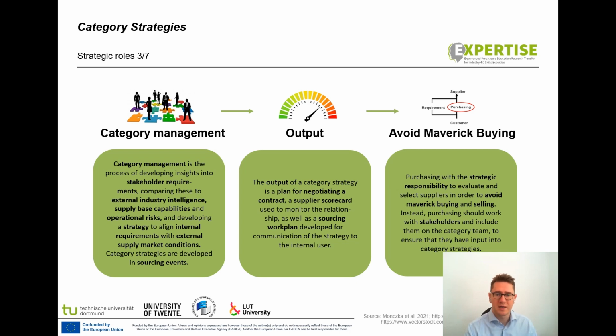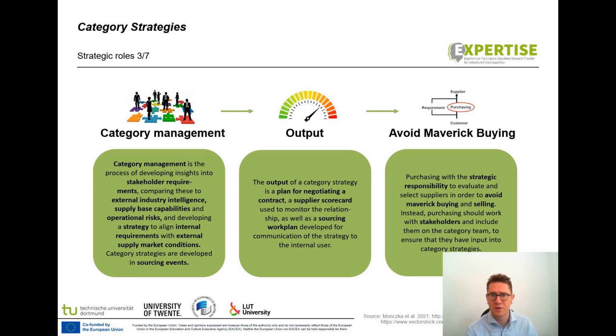The output of category management typically includes a contract negotiation plan, a supplier scorecard to monitor performance and the supply relationships, and a sourcing work plan to communicate the strategy to internal users. In many organizations, category management also requires senior executive acknowledgement that purchasing has the strategic responsibility to evaluate and select suppliers.